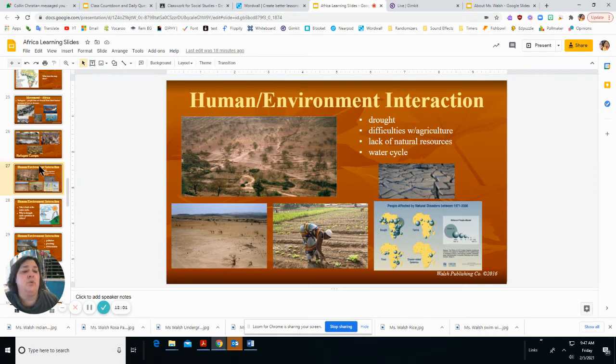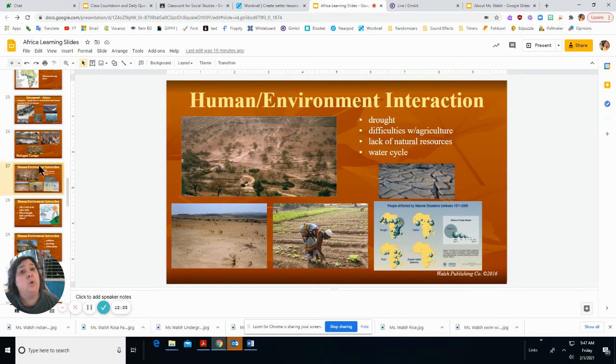And so when humans have to interact with the environment, sometimes they have to deal with things that are difficult, like natural disasters or wildfires. In Africa, they deal a lot with drought. Drought is not enough water. So when there's not enough water, then plants can't grow. If plants can't grow, then animals can't eat. If animals can't eat, then animals die.